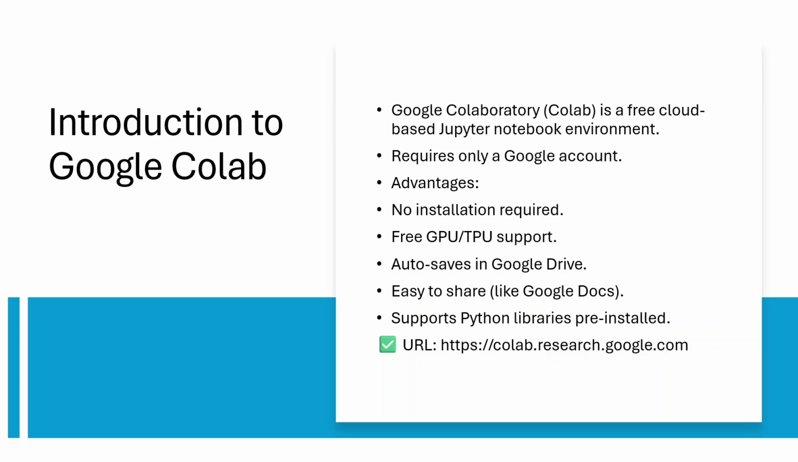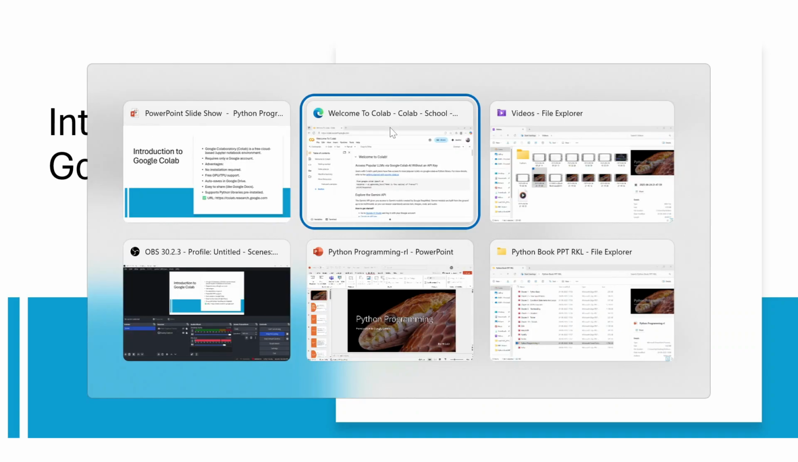You would not require installing Python on your PC in the form of, say, Anaconda or anything else. It is cloud-based software. It has free GPU and TPU support. It auto-saves in our Google Drive and is easy to share, as we will see. And it supports Python libraries which are pre-installed on the server. So let's see what Google Colab looks like.